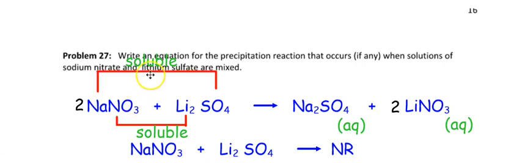If you ever get soluble and soluble, aqueous and aqueous, you can just write no reaction. Notice I don't even care about balancing it. There's nothing to balance. There's no reaction, okay? So let's look at problem number 28.